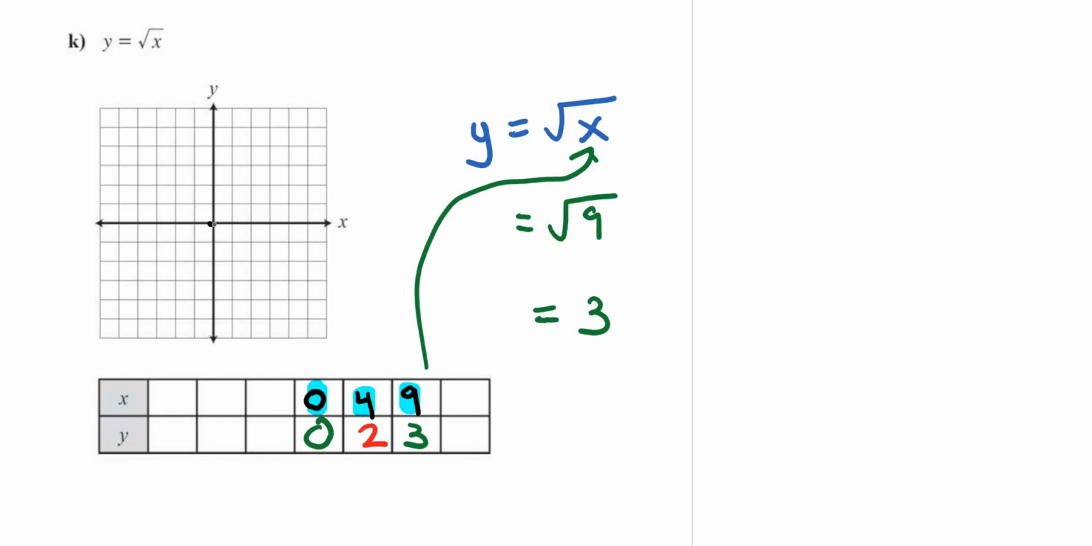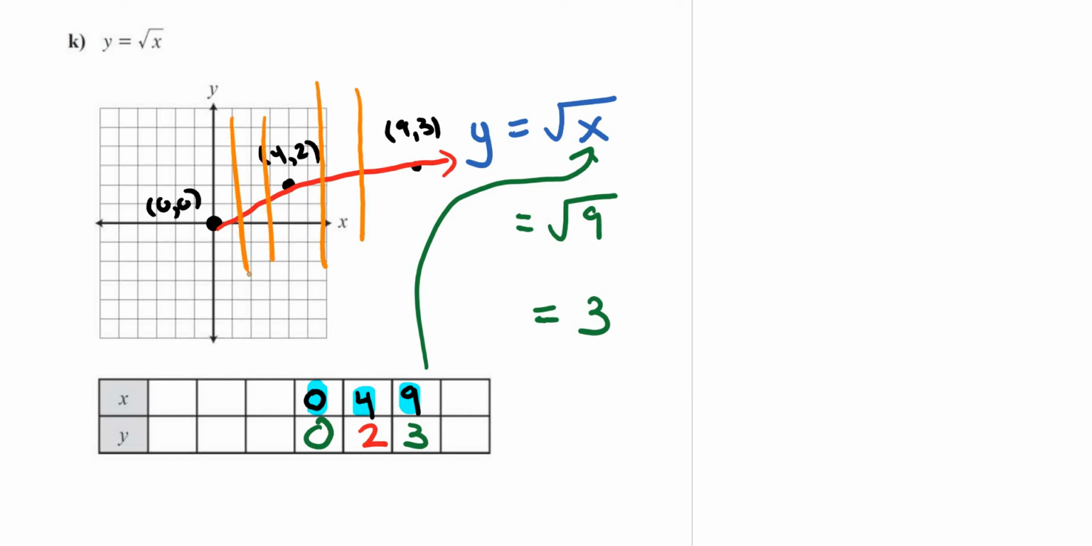And these are the 3 points that I should plot. So 0, 0 is right here. 4, 2 is about here. And 9, 3 is going to be way out here. So somewhere over there. Maybe that point is 9, 3. This point is 4, 2. And this is the point 0, 0. And then you just connect the dots here. And indeed, this is going to be a function because it passes the vertical line test. So this is a function here.